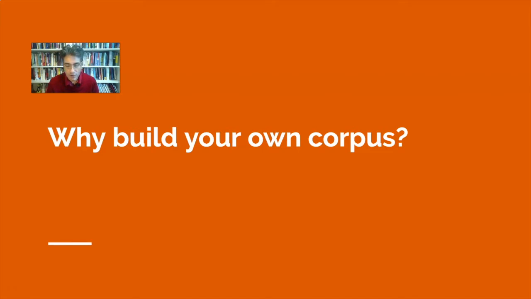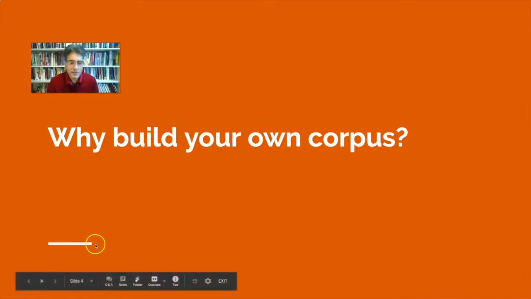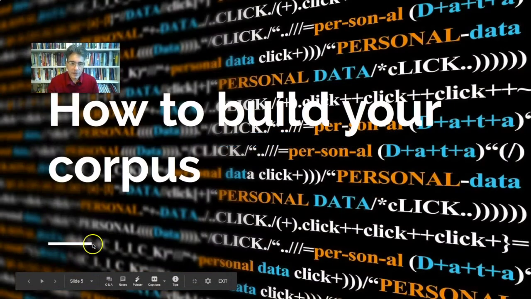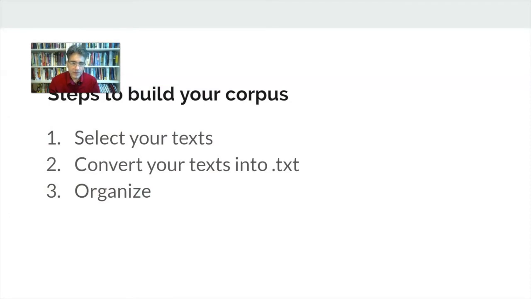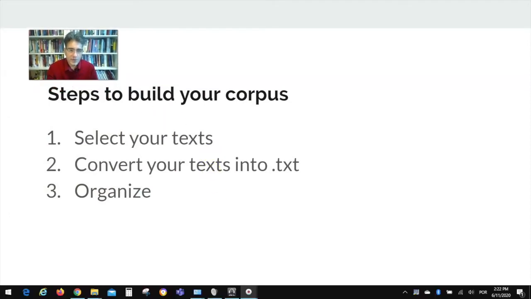And so if you can create your own corpus, your own collection of texts, then you can explore language that is especially useful and used in your particular discipline. And that's what we're going to do right now: talk about how to build your own corpus. We'll start with these three steps: first selecting your text, which is very important; then simply converting those texts into the format that's readable by the typical software; and then a word about organizing those.